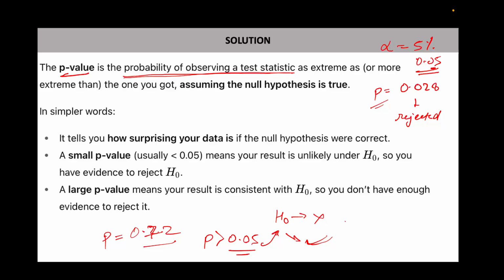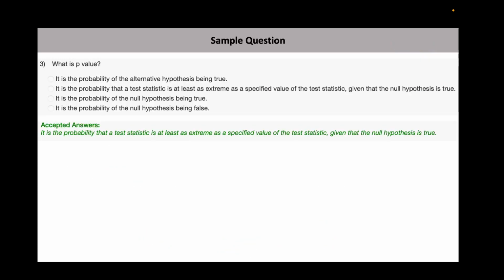When we are doing experiments and our p-value is larger than the accepted alpha value, that means we do not have enough evidence to reject the null hypothesis. Smaller p-values represent that your null hypothesis is rejected. So according to this question, the answer is that it is the probability that a test statistic is at least as extreme as the specified value of the test statistic, given that the null hypothesis is true.